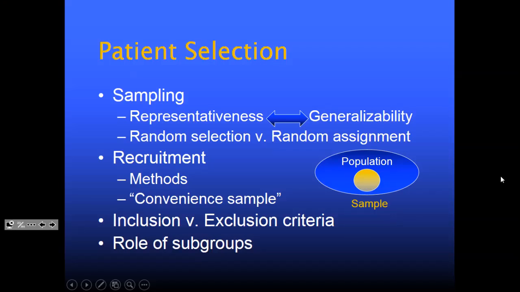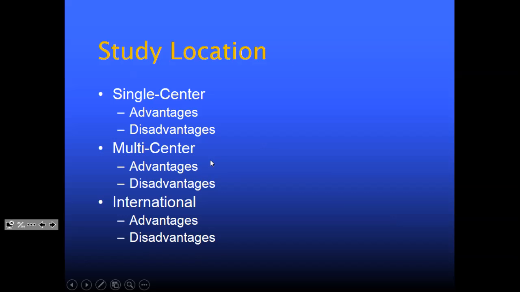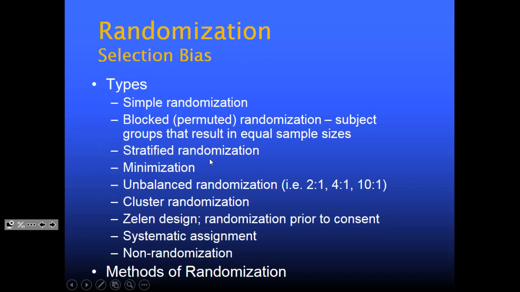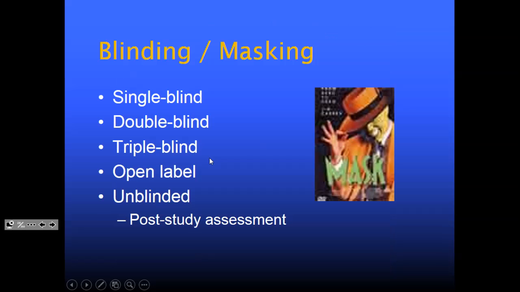It's important to be able to pull a sample population from the population at large. You can do that through all different methods of recruitment. You're going to collect the baseline information. We looked at single center, multi-center, international type studies, and the different randomization schemes available. We looked at block randomization.